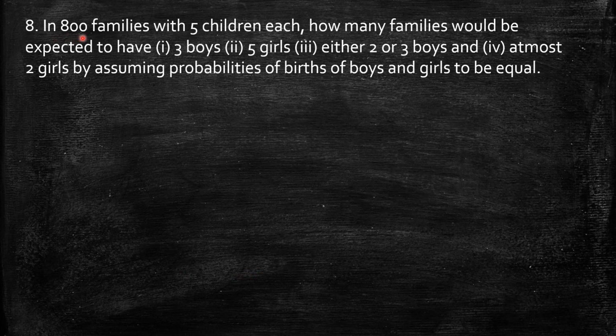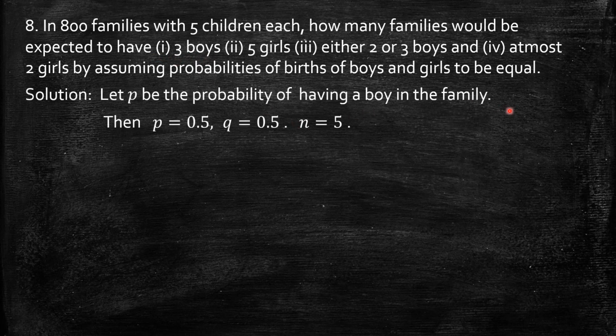Problem number 8. In 800 families with 5 children each, how many families would be expected to have 3 boys, 5 girls, either 2 or 3 boys, and at most 2 girls, by assuming probabilities of births of boys and girls to be equal? Here, the success can be taken as having a boy or girl in the family, but since we have a problem related to the number of boys, I can take probability P, that is having a boy in the family. Since it is given equal priority to both boys and girls, P, that is probability of having a boy, is half, as well as probability of having a girl, that is Q, is also half.